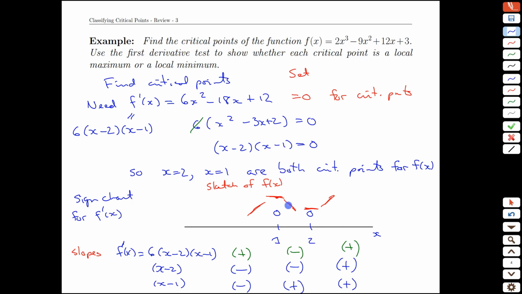And with that, we can read off from the first derivative that x equals 1 will be a local max, and x equals 2 will be a local minimum by the first derivative test. We've analyzed the slopes on either side of the critical points, coming in from the left and going out from the right, and that together gives us a rough sense of the shape of the graph, and in particular how the critical point lies in relation to the points around it.